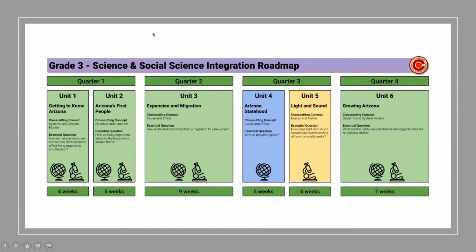It is a question that is not Googleable. So it is not something that you could just look up on the internet and find the answer to really quickly. It's very complex, and there are many different components to solving the question in your unit of study.